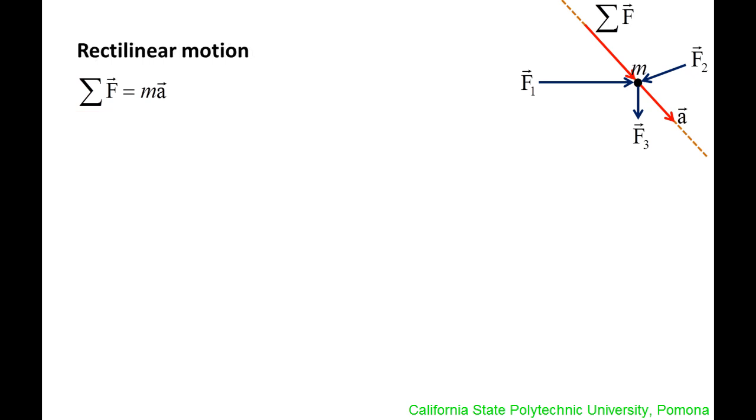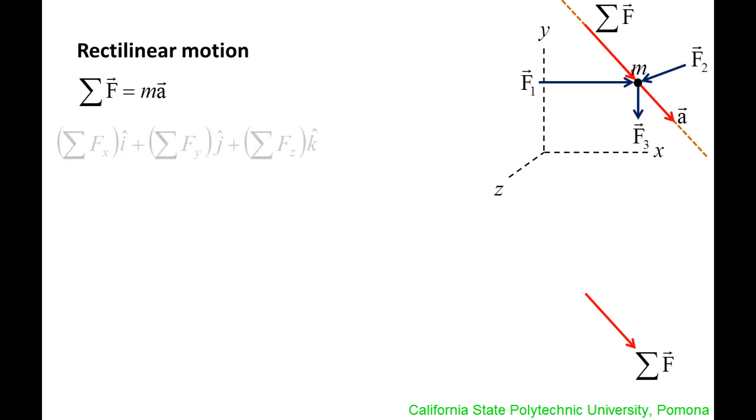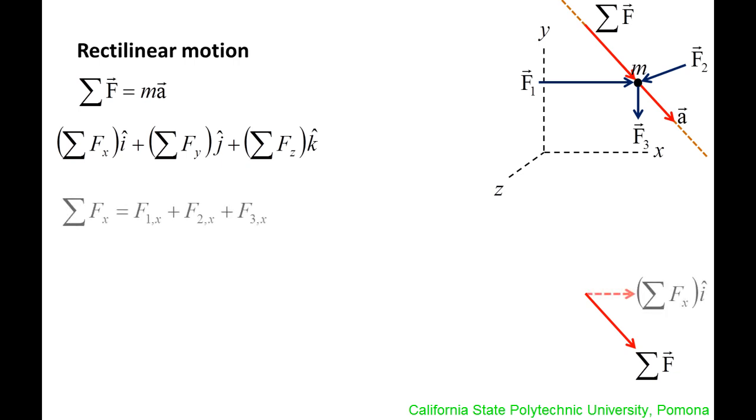If the particle moves along a straight line, we say it is undergoing rectilinear motion. In these cases, it is usually more convenient to use a rectangular coordinate system. Let's take a closer look at the resultant force vector. In the rectangular coordinate system, this vector has x, y, and z components. The x component of the resultant force vector, sum Fx, is the sum of the x components of the individual force vectors. In the example shown here, sum Fx is equal to the x component of F1 plus the x component of F2 plus the x component of F3.